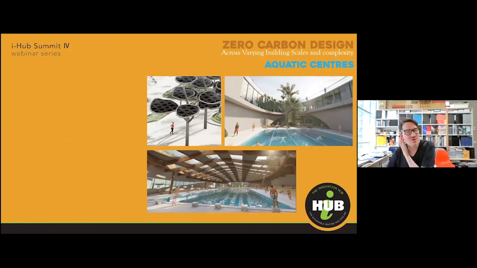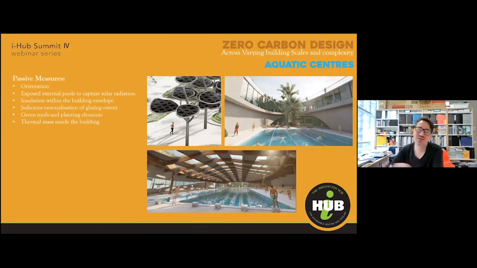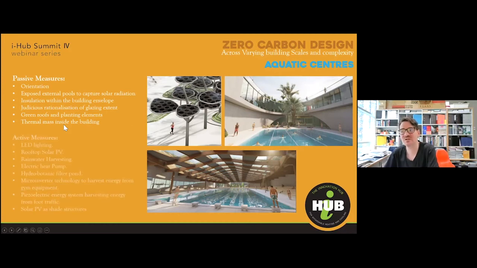We then started to move into larger scale facilities, and we looked at aquatic centers. They have their own really particular building typology. Many of them have very large roof areas. So when it comes to the passive measures, orientation is a key one here, along with exposed external pools to capture solar radiation, insulation within the building envelope, judicious rationalization of glazing extent, green roofs and plantings, and then also thermal mass inside the buildings and, of course, the materials associated with that.